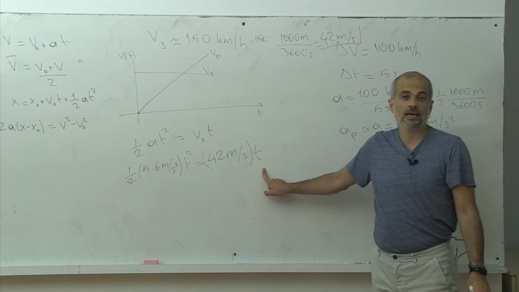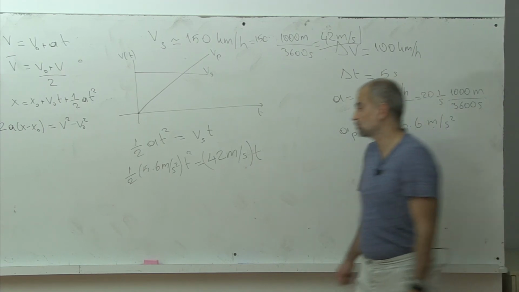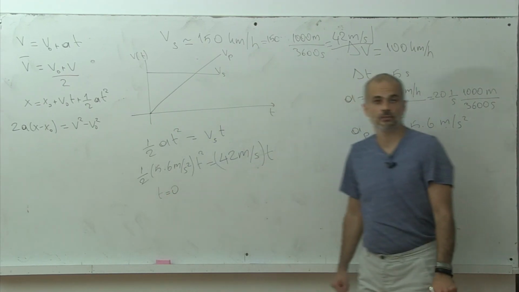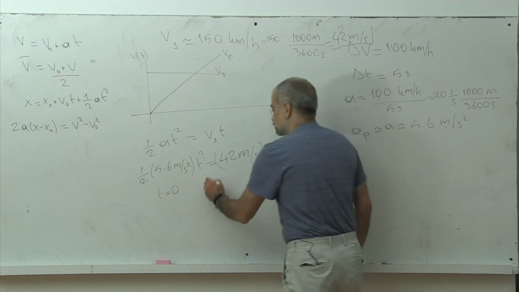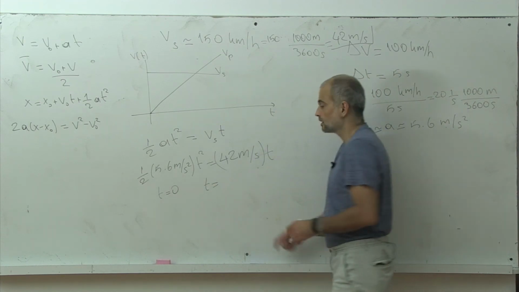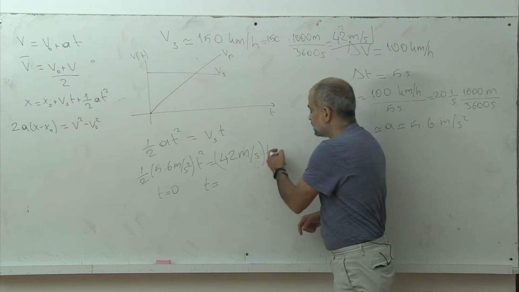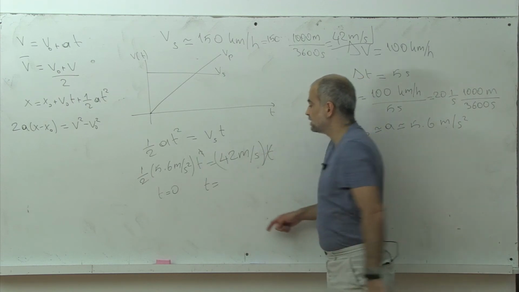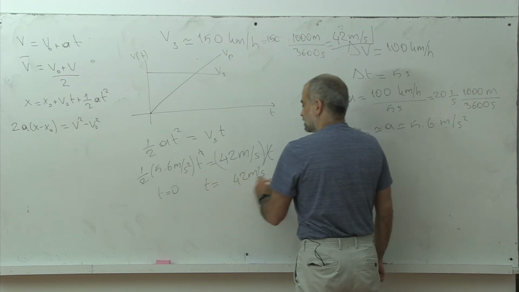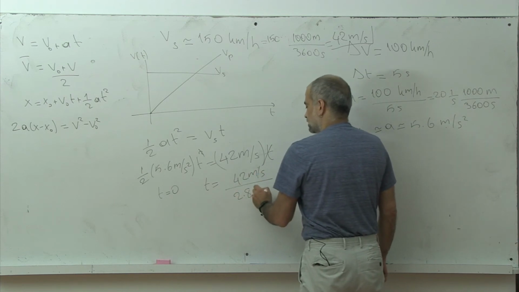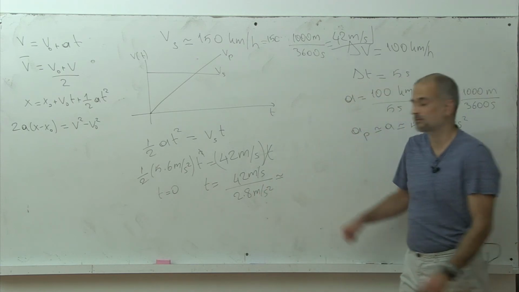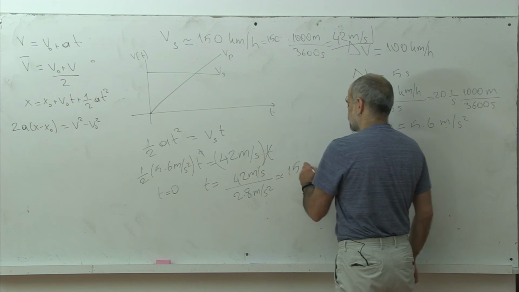This equation actually has 2 solutions. It is satisfied when t is equal to 0, and it is also satisfied when, if t is not 0, you can cancel one of the t's, and t is equal to 42 meters per second divided by 2.8 meters per second squared, which is just 15 seconds.